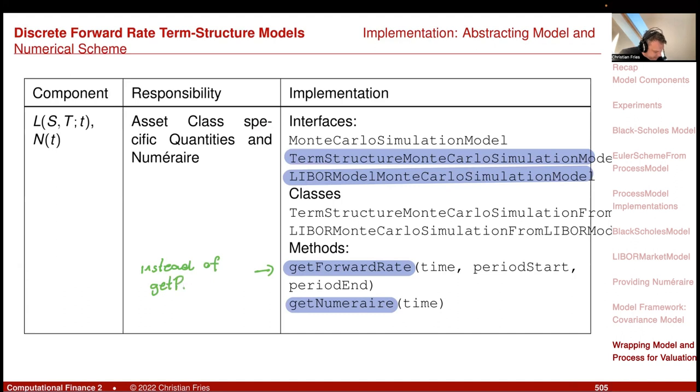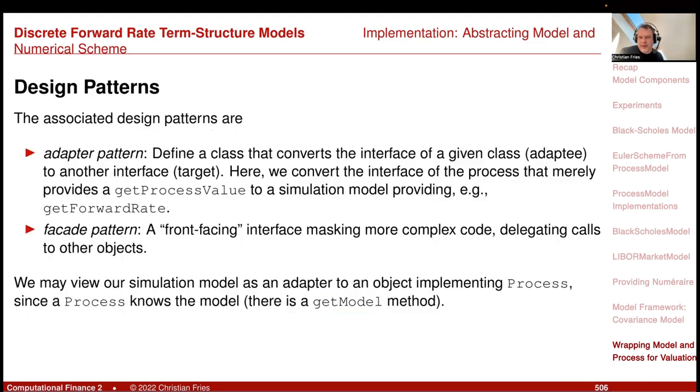So the get process value is transformed to this method, which is then meaningful for our financial product. So how do we do this? We just define an interface, and the associated design patterns here are maybe the adapter pattern. So we have a class that converts somehow the method of one class to another class.